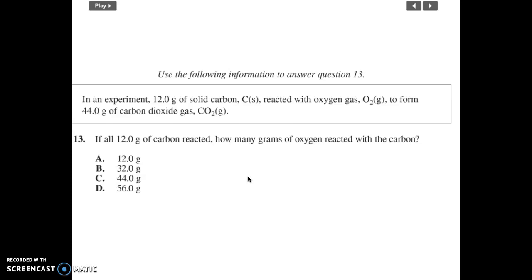This is probably a conservation of mass question, just because there's numbers, so let's take a look. In an experiment, 12 grams of solid carbon reacted with oxygen to make carbon dioxide. So what I would actually do is write it down. I'd put O2 plus carbon, solid, reacts to form an arrow, CO2 gas. Okay, so you put 12 grams on this side, 44 grams on this side. Okay, so you're going to subtract them, right? Because what's on the left-hand side has to equal what's on the right-hand side. So 44 minus 12, the math, B, 32.